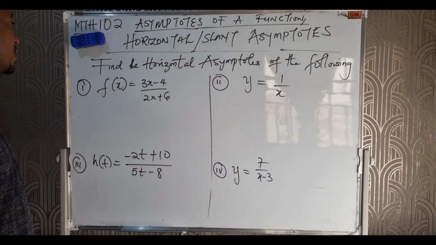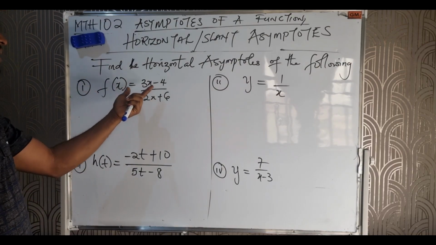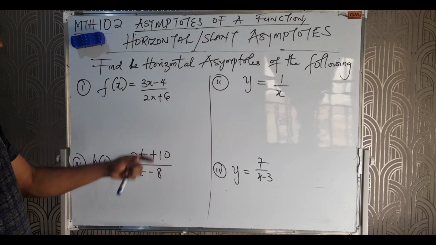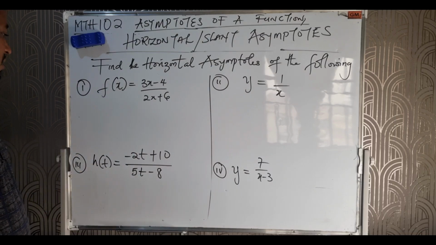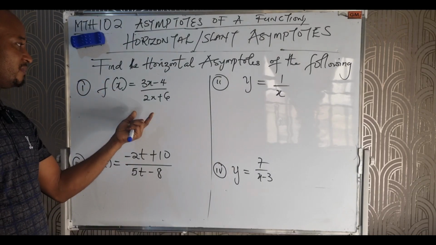All right, we have a question here. We are given a question to solve. We have 4 questions, and we have to find the horizontal asymptote of the following. The first one is f of x equals 3x minus 4 divided by 2x plus 6. The second is this, then the third, and the rest. So let's look at the first one: f of x equals 3x minus 4 divided by 2x plus 6.